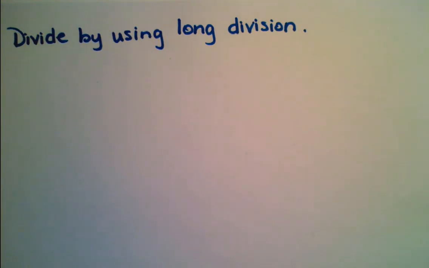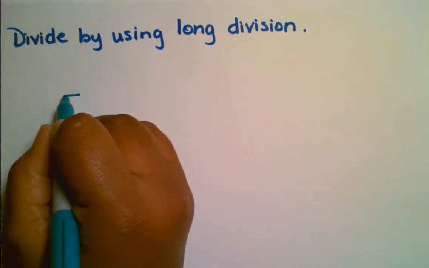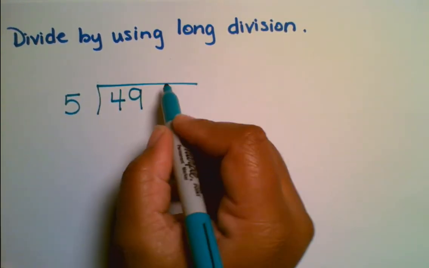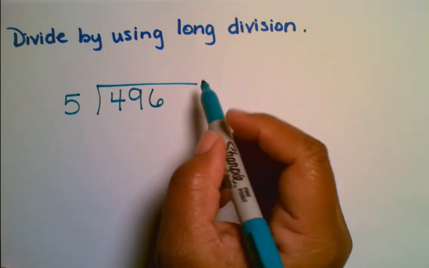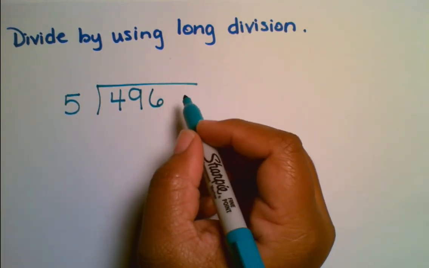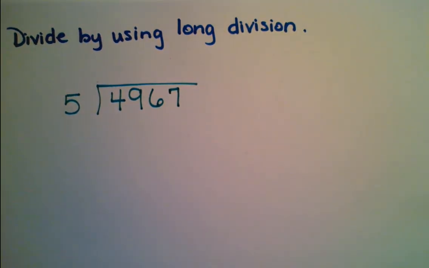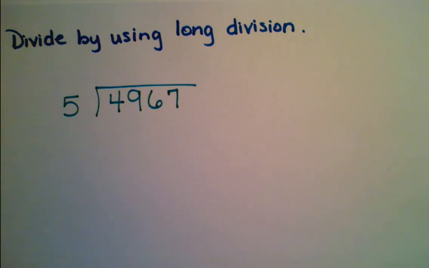For example, you had something such as we want to divide 5 into 4,967. We want to use long division. Now I want you to think about the process. How do we divide?